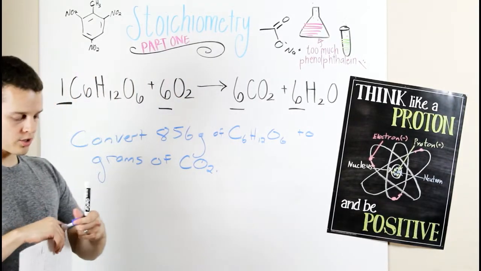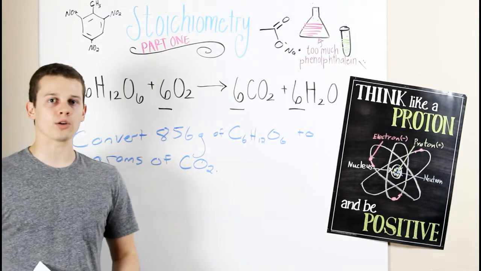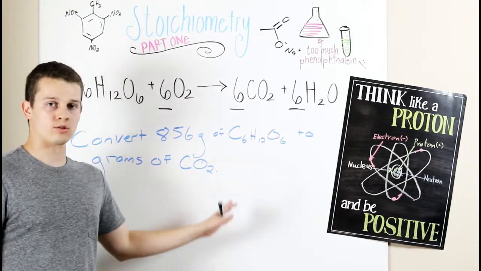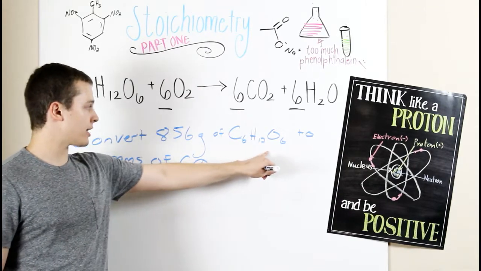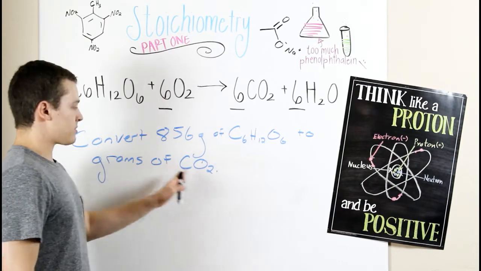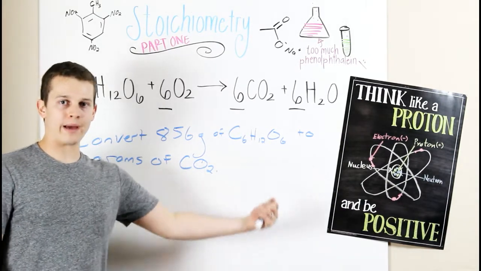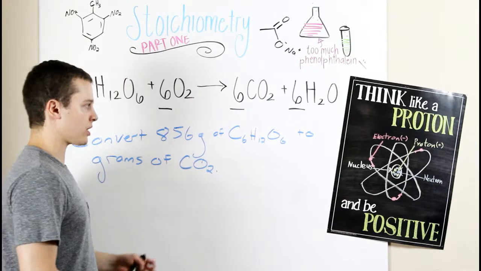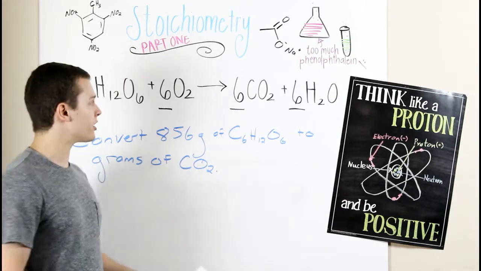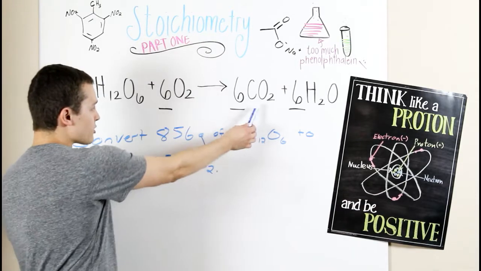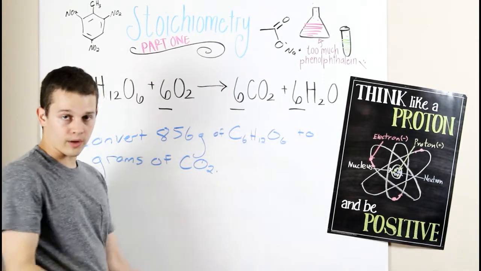Okay, so the question we are being asked here is: convert 856 grams of C6H12O6, or glucose, to grams of CO2. So this is a mass-to-mass conversion. It's pretty common in chemistry, especially in upper level chemistry, because you want to figure out how much of something you're going to make in this reaction. In this case, we care about CO2, water, whatever.